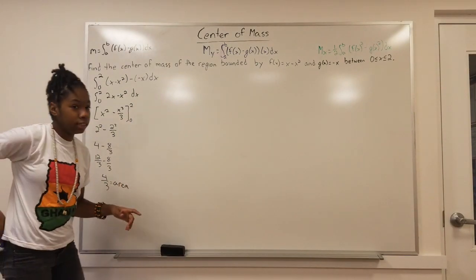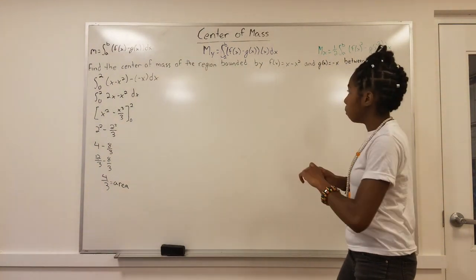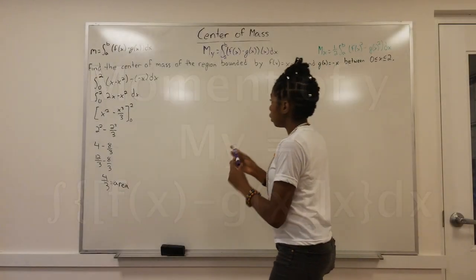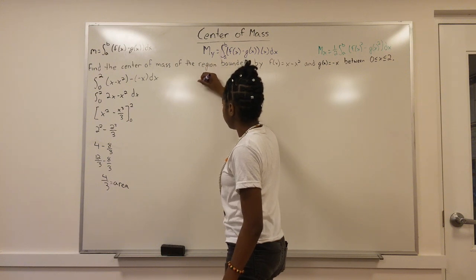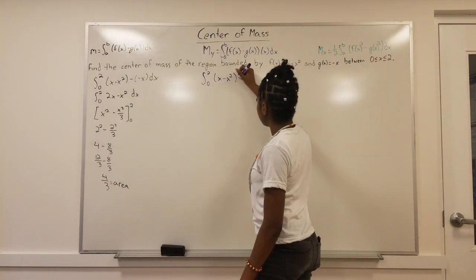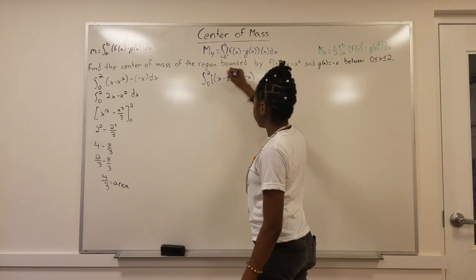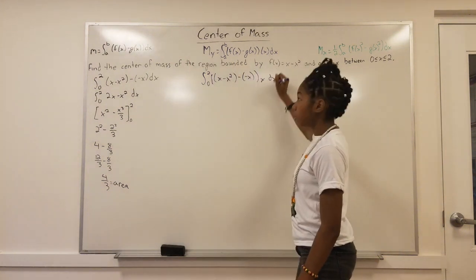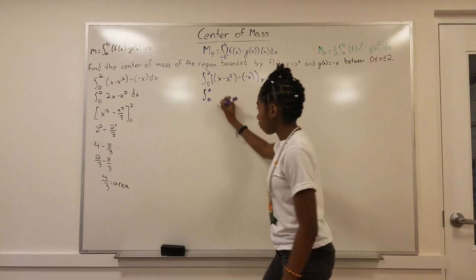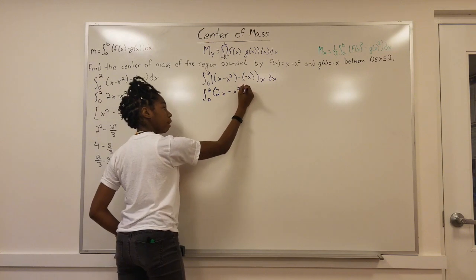Your next step is to either find the moment of y or the moment of x. For this, I decided to do the moment of y next. So you keep the same integral from 0 to 2, and then you do f of x, which is x minus x squared, minus g of x, all multiplied by x. So your first step again, you would want to combine like terms, so you get the integral from 0 to 2 of 2x minus x squared, but this time it's all multiplied by x.